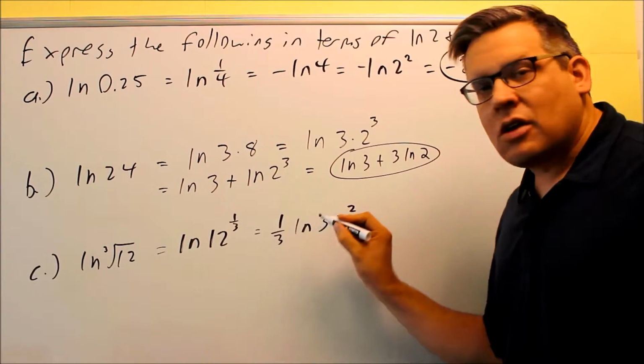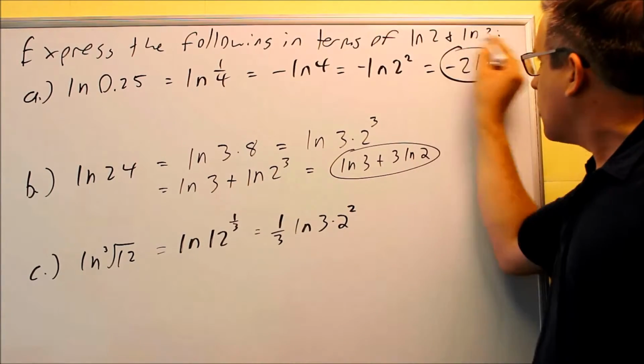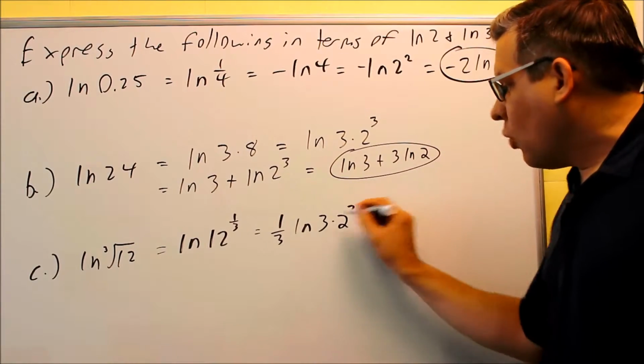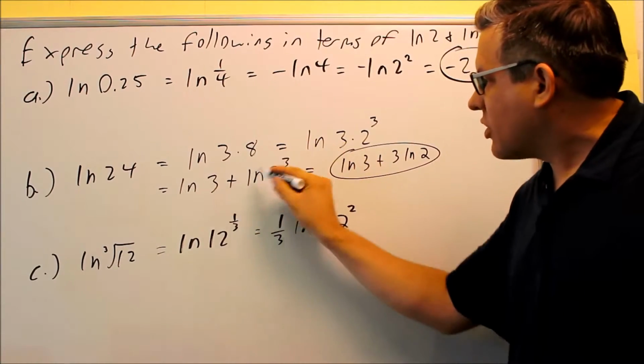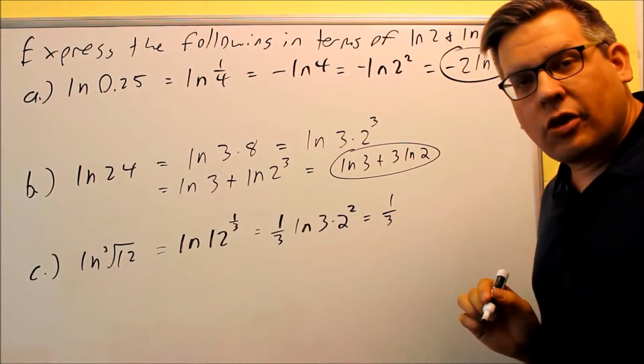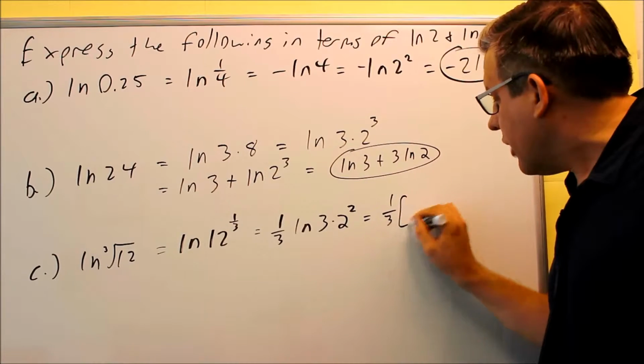So again, the idea is to think about how we can write this in terms of 2's and 3's, and we can get it this way. We're going to do the same thing we did in this step here. We're going to break it up with a plus. Now because there's a 1/3 on the outside, we have to be careful. We need to leave it there.